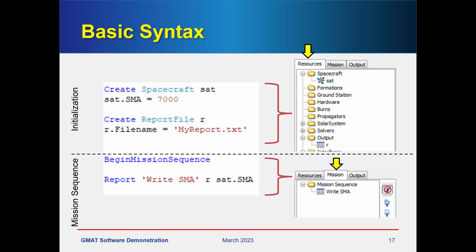The script you're seeing on the left is a screenshot from the native GMAT script editor. One helpful feature of the script editor is syntax highlighting. For example, command text is shown as blue.